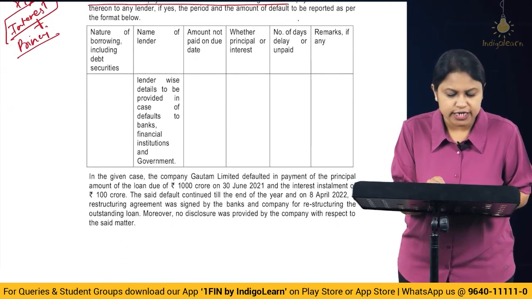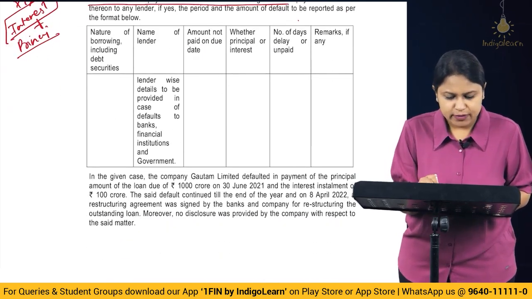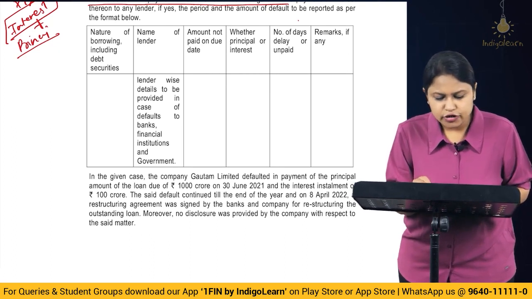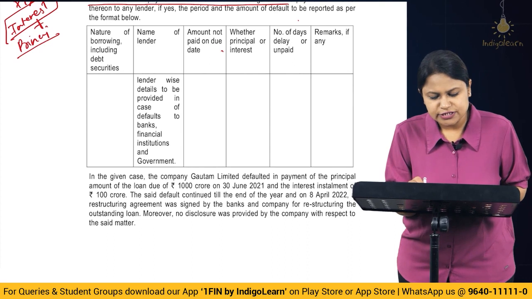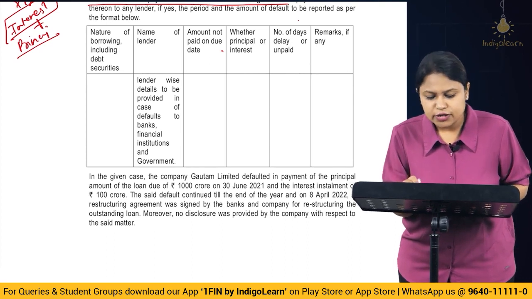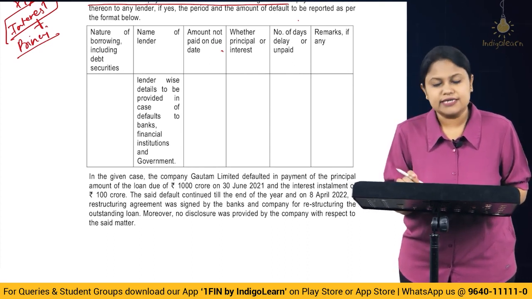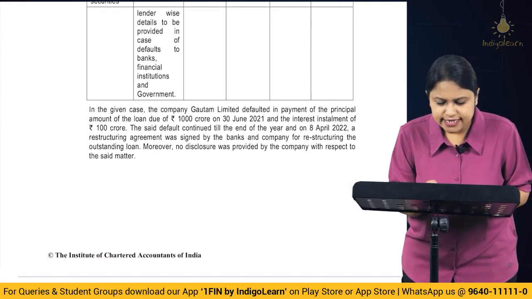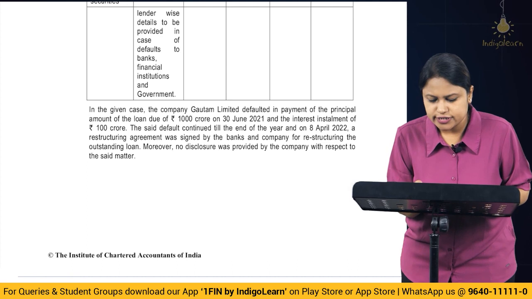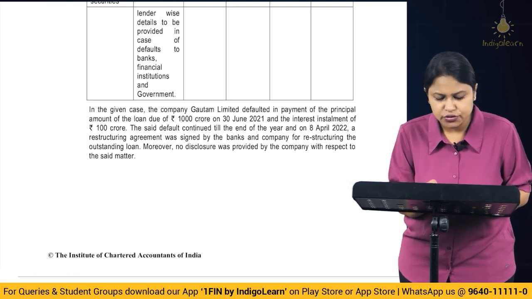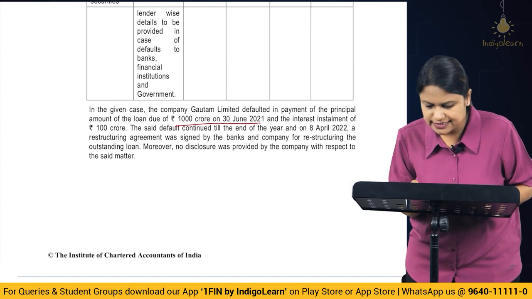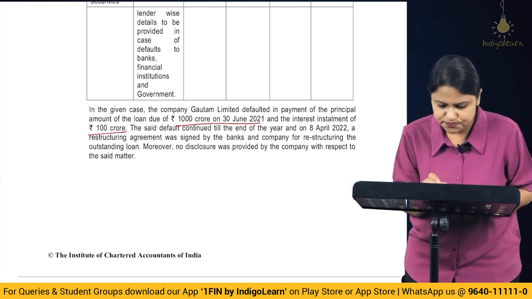First, the nature of the borrowing, including the debt security, and the name of the lender. So here you will have the bank, the amount not paid on the due date, whether principal or interest, the number of days of delay or unpaid, and remarks if any. These are all the columns of the chart that you will prepare. In the given case, the company Gautam Limited defaulted in the payment of the principal amount of loan due of 1000 crore on 30th of June 2021 and the interest installment of 100 crore.